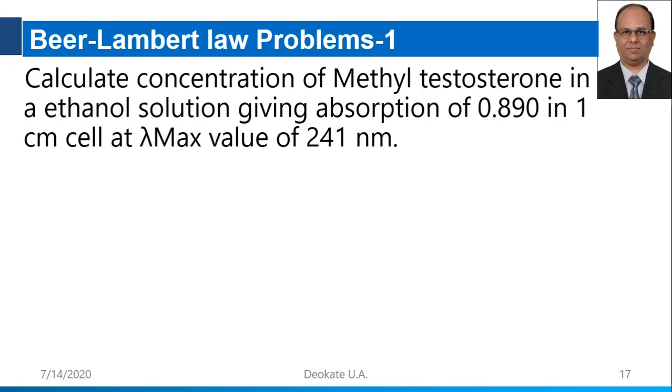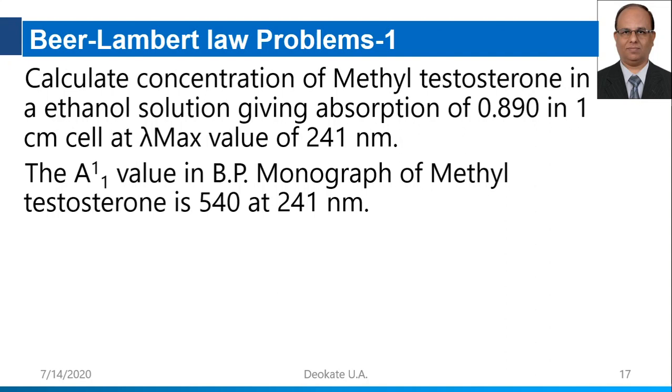First numerical: calculate the concentration of methyl testosterone in ethanol solution giving an absorbance of 0.890 in a 1 centimeter cell at a lambda max value of 241 nanometer. The additional thing given with the problem is that the A11 value in the BP monograph of methyl testosterone is 540 at 241 nanometer. You are asked to calculate the concentration of methyl testosterone in ethanol solution. So you have to be very careful.